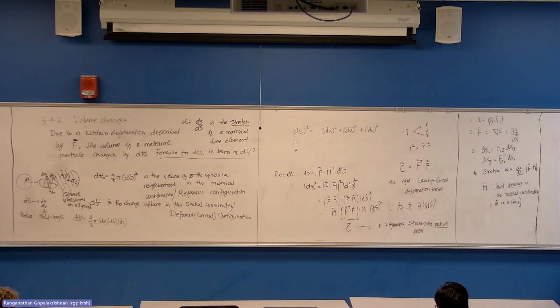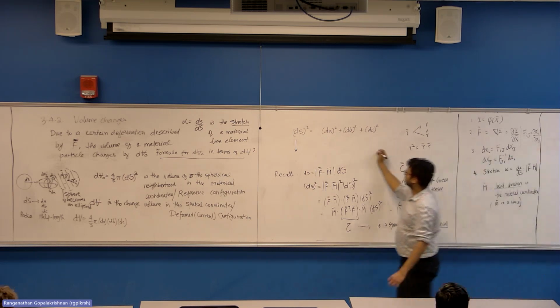What is F? Let's go back to the basics here. This is like writing Fij is partial xi over partial Xj. So does F belong to the spatial coordinate system or the material coordinate system? It draws one basis vector from the spatial and one from the material coordinate system.